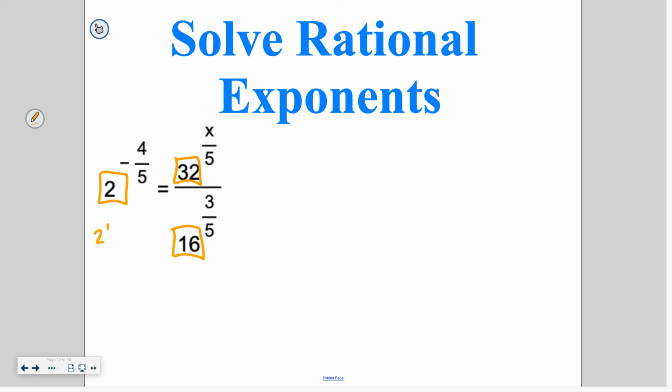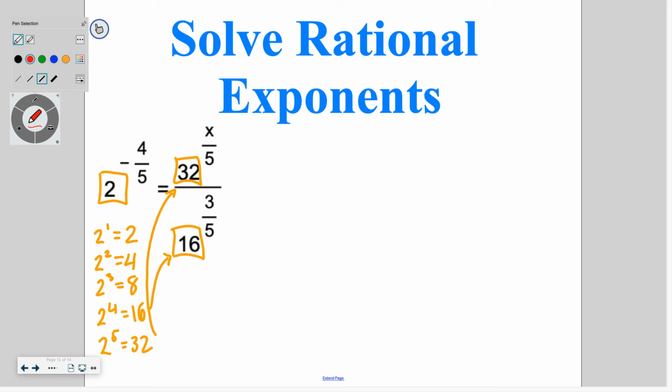So 2 to the 1st is obviously 2. 2 to the 2nd gives me 4. 2 to the 3rd gives me 8. 2 to the 4th is 16. So that relates to that one. And 2 to the 5th is 32, which relates to our top part. So we're going to rewrite this now with our matching bases.